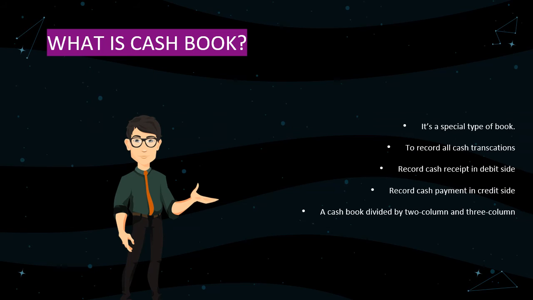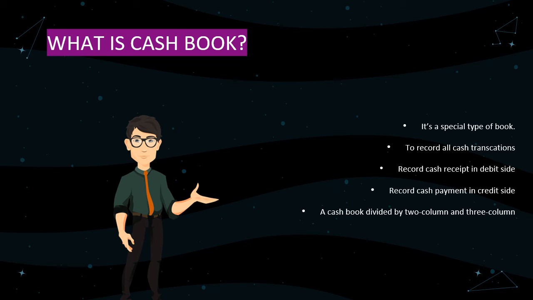This slide is showing what a cash book is. A cash book is a special type of book that can record all transactions of a business. It looks like an account divided into two sides. The left side is debit and the right side is credit. All cash received, in check or money, will be recorded on the debit side. All cash payments, also check or money, will be recorded on the credit side.